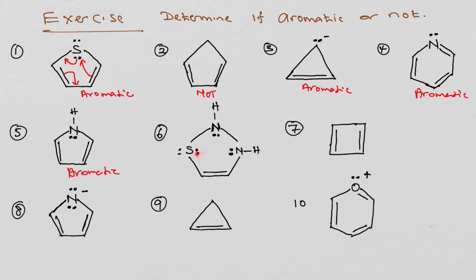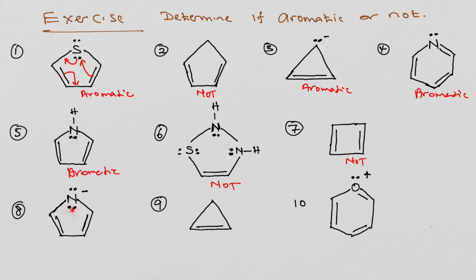Question 6. We've got 2, 4. You have to ignore that one. 6, 8. 8 is 4n, anti-aromatic. So it's not aromatic. Question 7. We've got 2, 4. If you've got 4, you're not aromatic. Even though it's conjugated, double, single, it's not aromatic. Again, sp2, sp2, sp2, sp2, but it's still not aromatic because it does not obey Hückel's rule. Hückel's rule is 2, 6, 10, 14, and so on. We've got 4 here. That's anti-aromatic, so not aromatic.